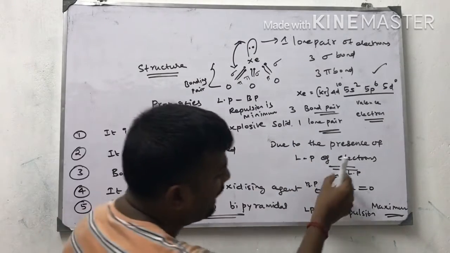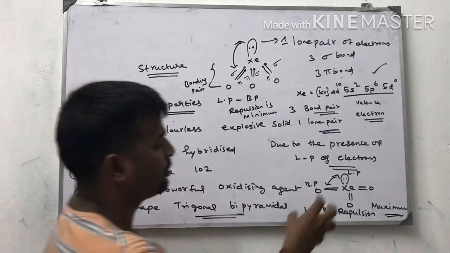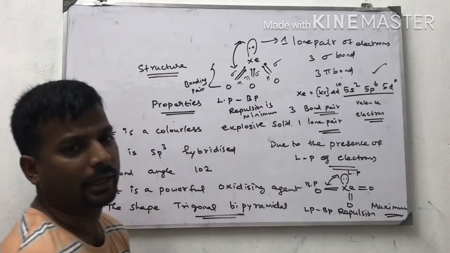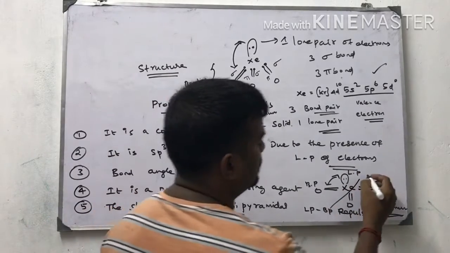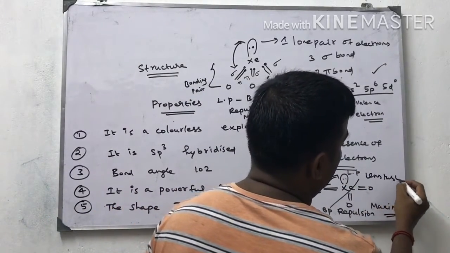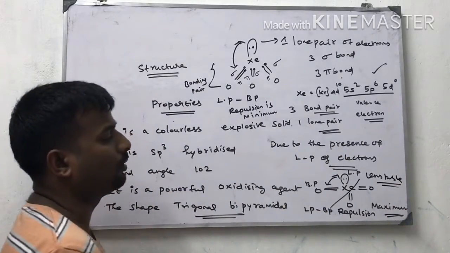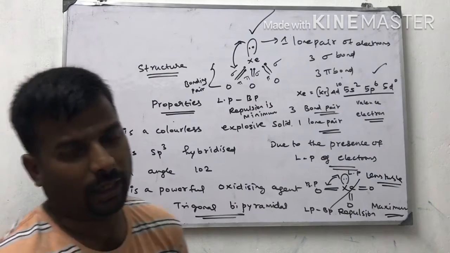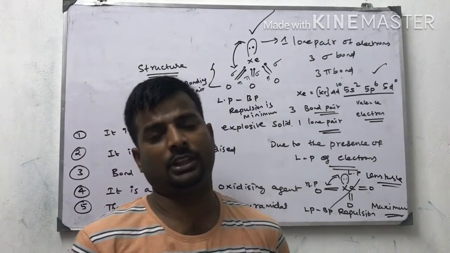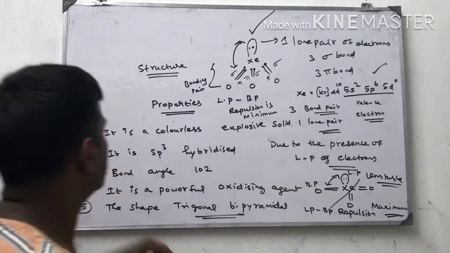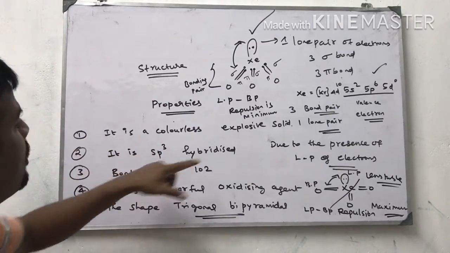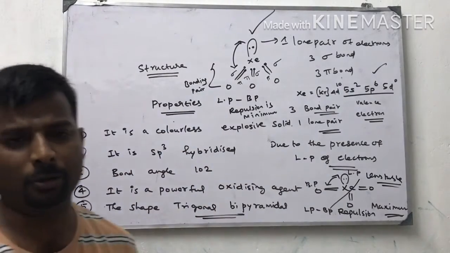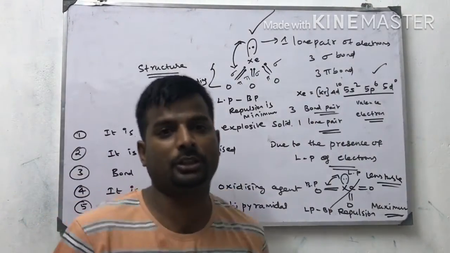Due to the hindrance of the lone pair effect, this molecule is not possible. It is highly unstable, so this is the reason this molecule is not formed, whereas this molecule is formed. I am going to tell again the properties of xenon trioxide. It is a colorless explosive solid. It is bomb bursting like that.